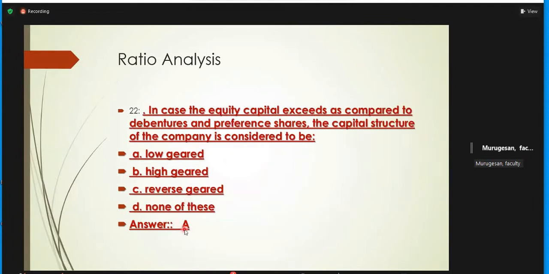So the answer is A, because they have a high level of capital and debt funds are low, so it is called a low levered company. You know what a low levered or low geared company is? You know what a high levered company means? More loans, more outside loans, and less capital. Some people intelligently run the unit by raising more loans and using less capital from their side.